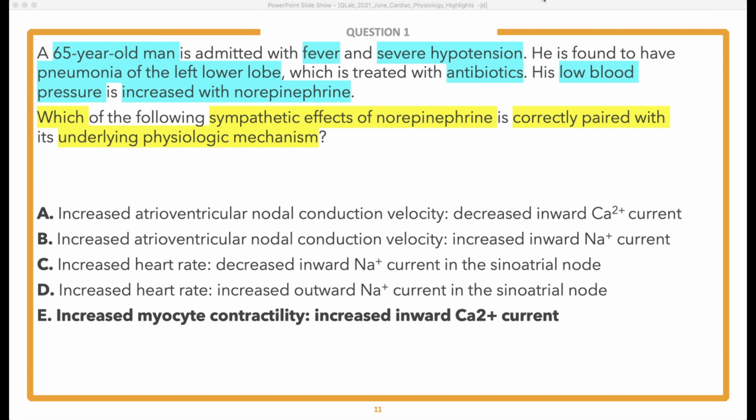So you can see why this is a good physiology question, even without necessarily knowing norepinephrine and its sympathomimetic effects. You can pair up the correct physiologic functions and even come to answer choice E. So I think a good physiology question here.